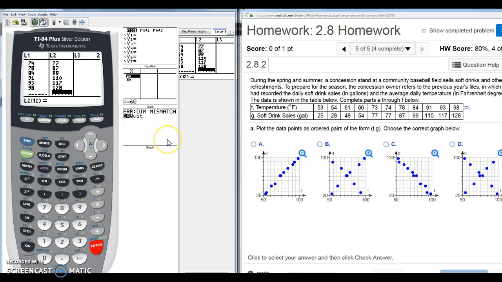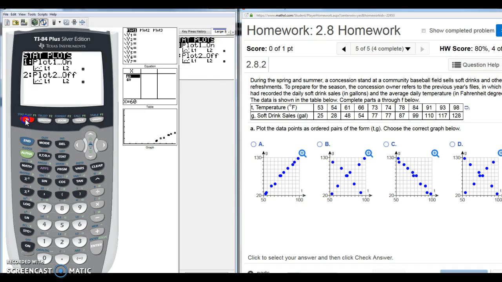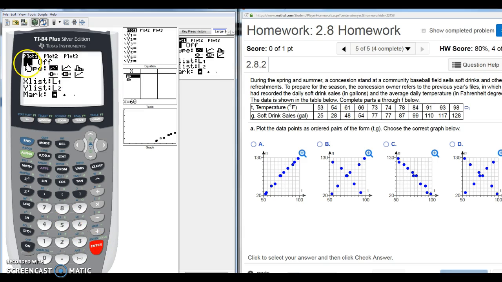So now I have the data entered. The first thing it asks me to do is plot the data and pick the scatter plot. So what I need to do is stat plot, which is right here above the y equals. So I'm going to hit second, y equals, and then I'm going to hit enter to enter this first plot. It's on. This first graph is what I want.